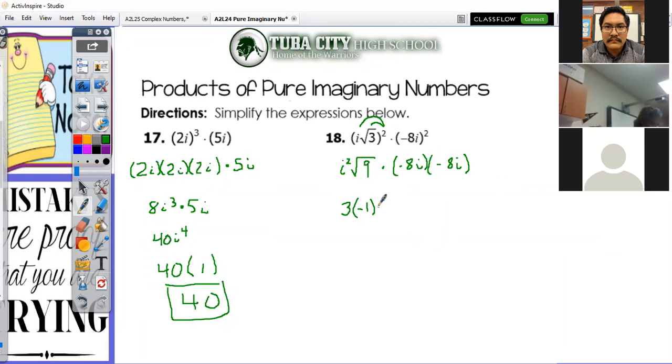And now we got to do the same thing to this side. I'm going to multiply it out. So negative 8 times negative 8 is 64, i squared. All right, multiply that, that'd be negative 3. And here we have 64 times i squared, which would be negative 1.